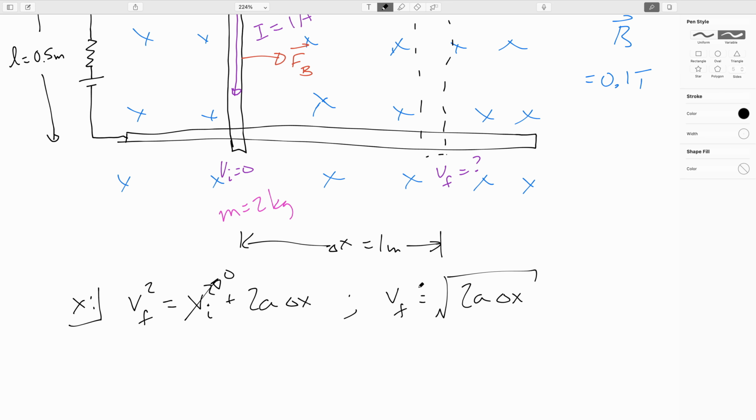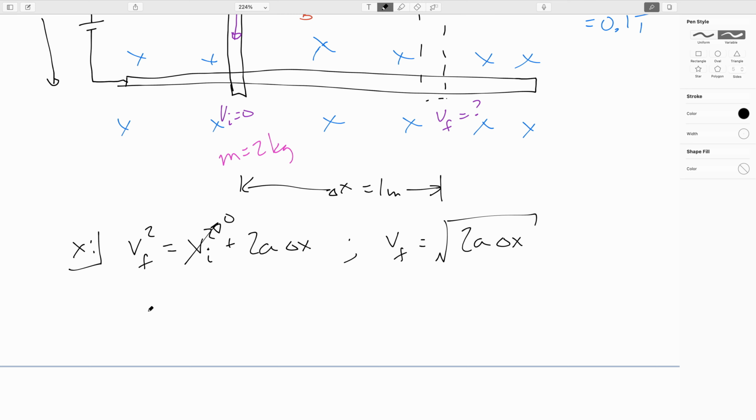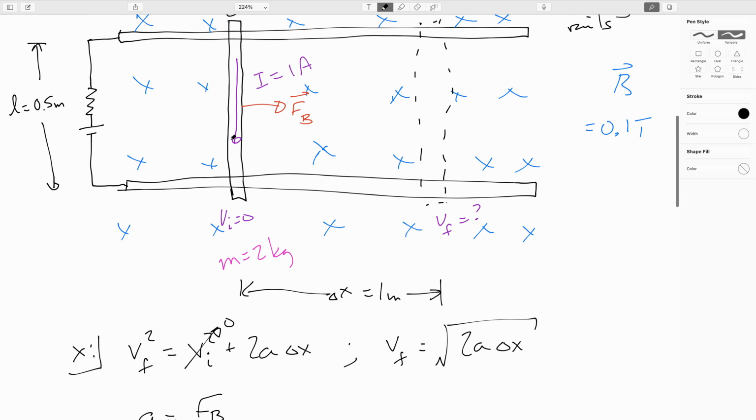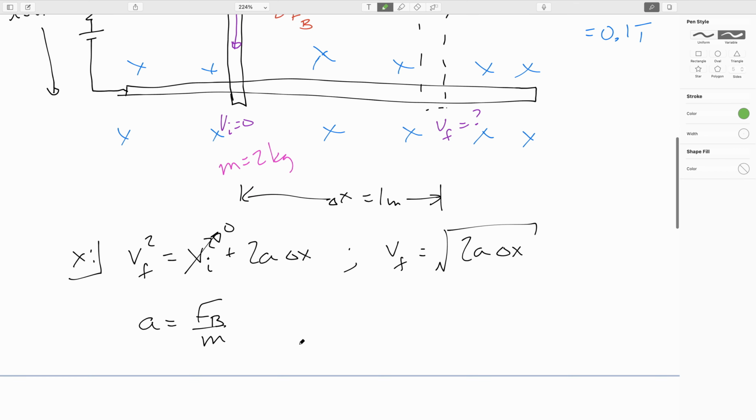We now just have to come up with an expression for the acceleration, but we can get that from Newton's second law. A is going to be equal to the net force over the mass. In this case, the only force we have is the magnetic force. Now, we need to take the magnitude, and since this is a cross product, it'll be equal to I times L times B times the sine of the angle between I and B. I is going straight down and B is going straight into the screen, so that's a right angle. So we can write that this is ILB sine of 90 degrees over M. The sine of 90 is 1.